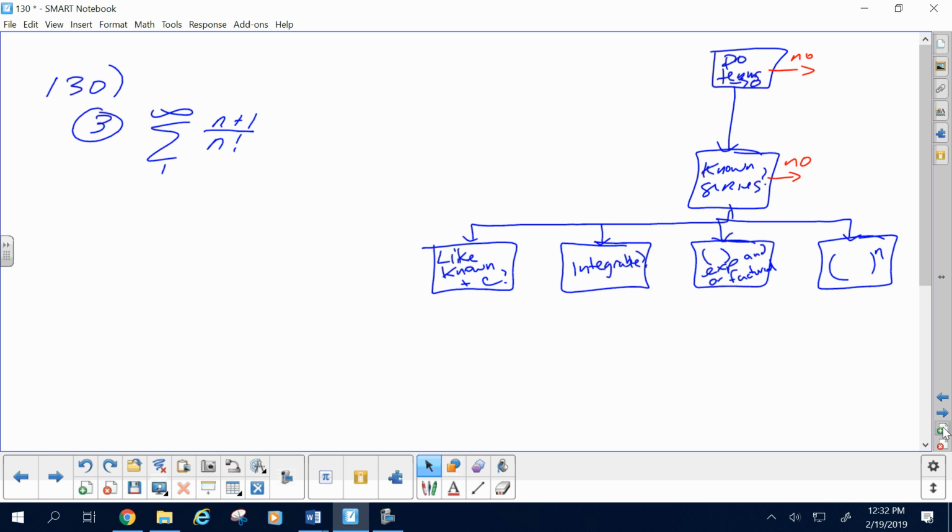How are we doing? Okay, so here's the thought process I go through. Do the terms go to 0? Yes, so it has a chance. Is it a known series, like a P series, a geometric, or a telescoping series? It is not. I actually could split this, but no, it's not like a geometric or a P series with the constant, so it's not a comparison test. That would be a comparison test if it was like a known series.